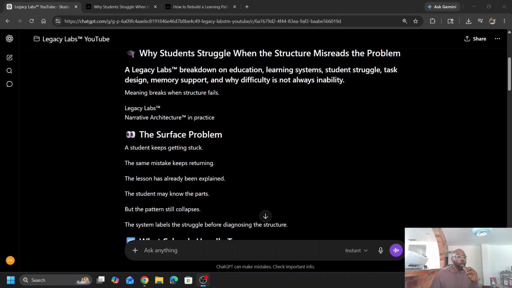And when that happens, the problem may not be that the student cannot learn. The problem may be that the learning structure is misreading what's actually breaking. And that's what we're going to talk about today. Because sometimes the student is not failing the material. Sometimes the structure is failing to carry the student through the task.